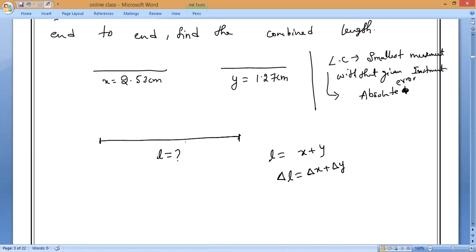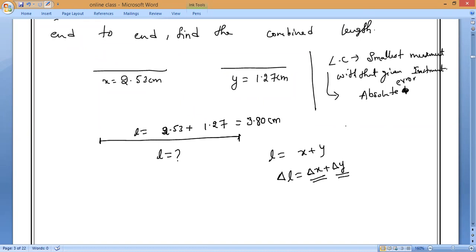So first find L. L is equal to 2.53 plus 1.27. Tell me how much it is. 3.80. Yes or no? Yes. Now we want delta X plus delta Y. Yes or no? Yes.